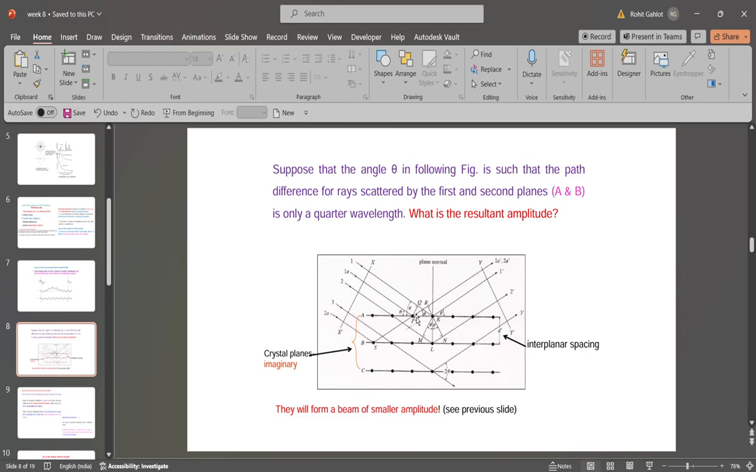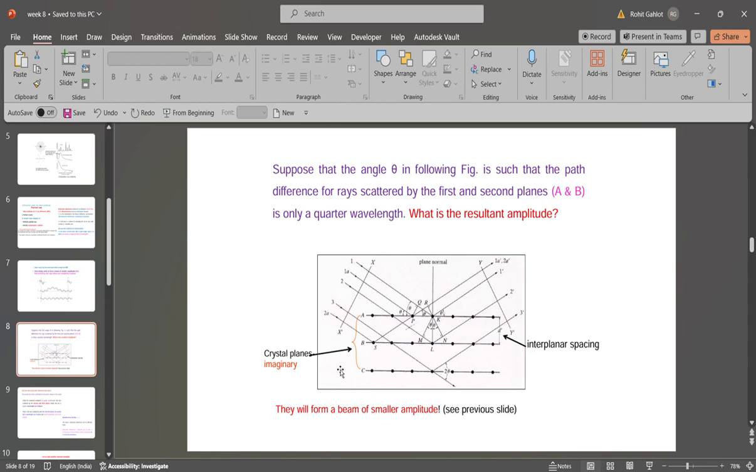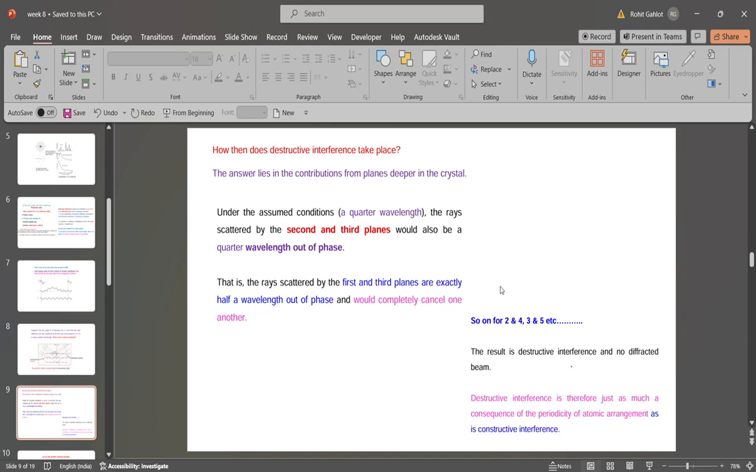So if anyone can tell me why this will be happening? As seen in the figure, the reason is the same as before for the amplitude. The two rays are not completely in phase, so the resultant amplitude will decrease. Then the question comes, how does the destructive interference take place?